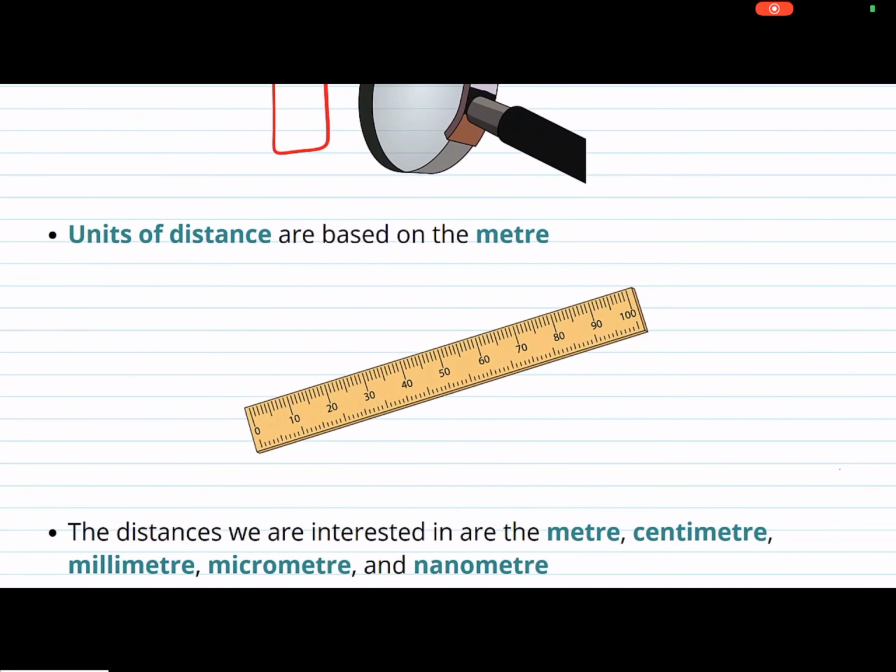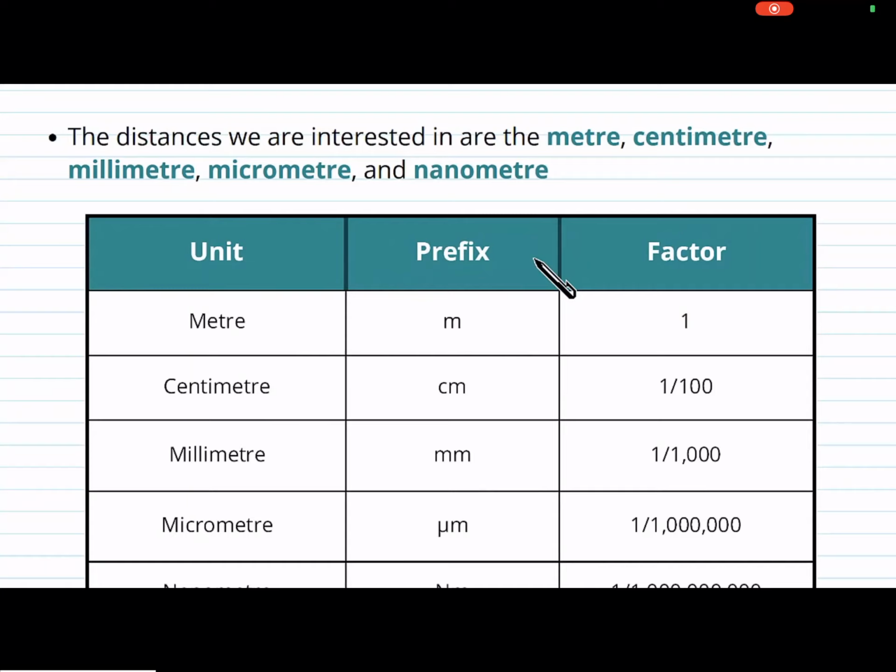The units of distance are always based on a meter. So a meter is 100 centimeters, and you can subdivide this again and again and again. But the overall structure is based on a meter. So 1 meter is then divided up into centimeters, and then they're divided up into several parts as well. So the distances that we need to be aware of can be summarised in this table, and they are metre, centimetre, millimetre, micrometre, and then the smallest is nanometre.